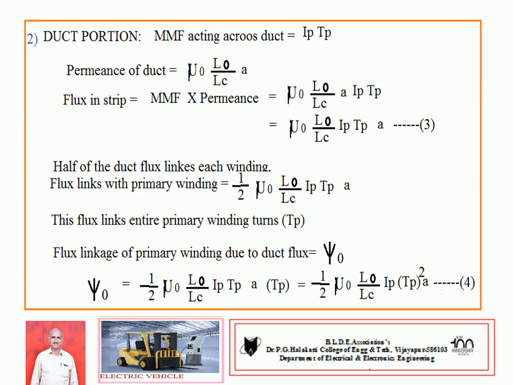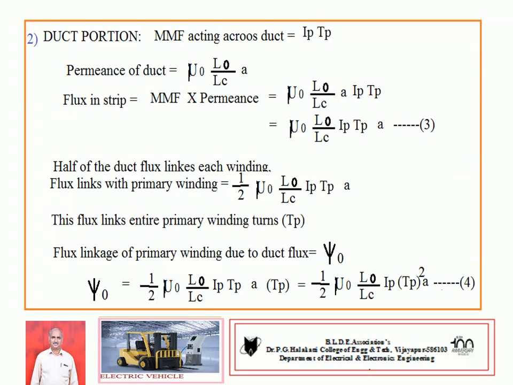Similarly we can go for the duct portion. MMF is IP into TP. Permeance of the duct is mu naught into L naught by LC into A. So for the flux in the duct we get equation 3. One of the assumptions, which I told earlier, is that half of the duct flux links to the primary winding and half links to the secondary winding. Hence this equation number 3 gives phi naught.